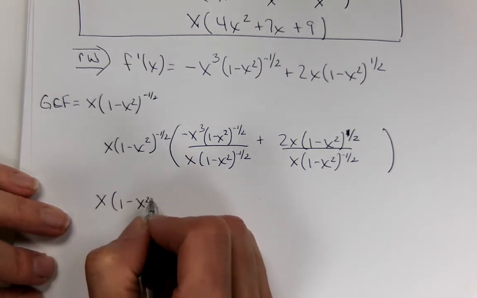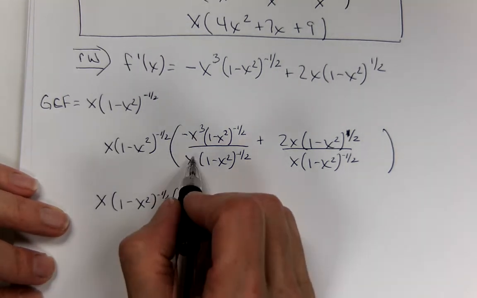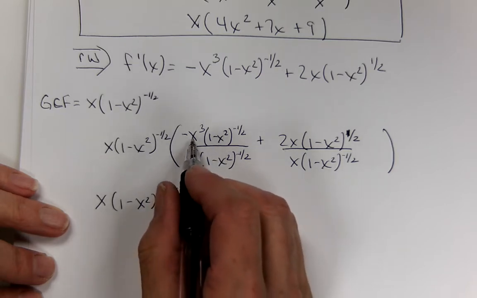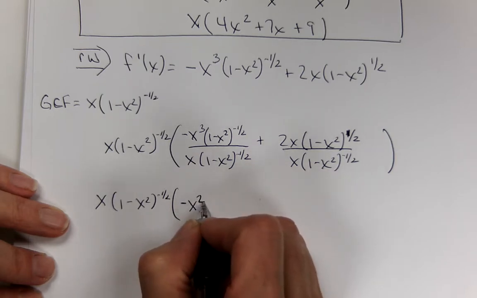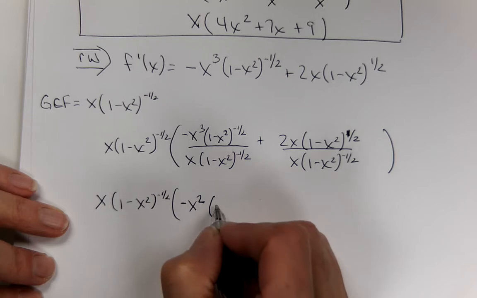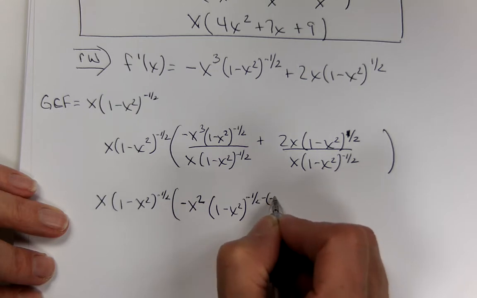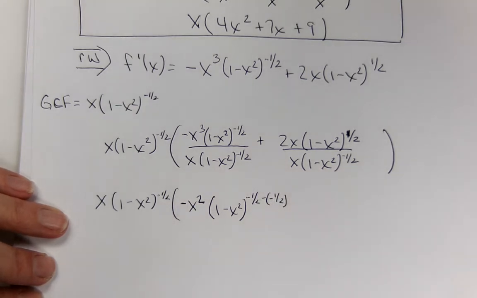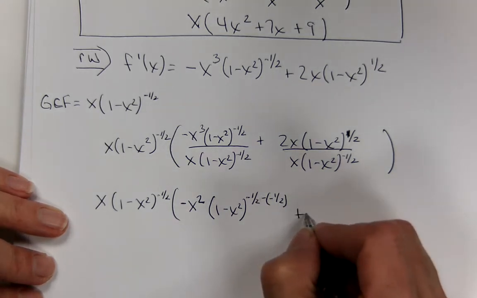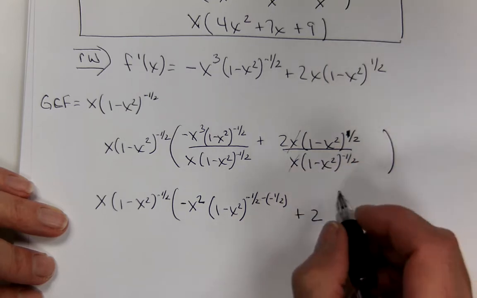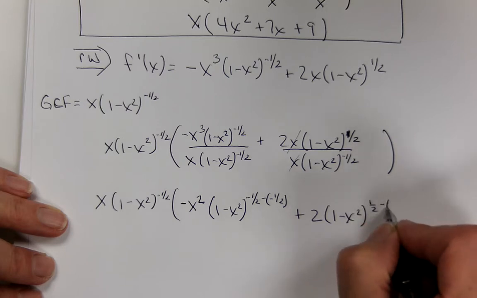x times 1 minus x squared to the negative 1/2 power. On the inside, I have some reducing, and so we subtract the exponents. With the x's, x to the 3 minus 1 power is going to be negative x squared, because we have a negative going along in front. And then this will be 1 minus x squared to the negative 1/2 minus negative 1/2. We're subtracting the exponents, upper exponent minus lower exponent. And then the next one, plus 2, the x's cancel, and that will be 1 minus x squared to the 1/2 minus negative 1/2.